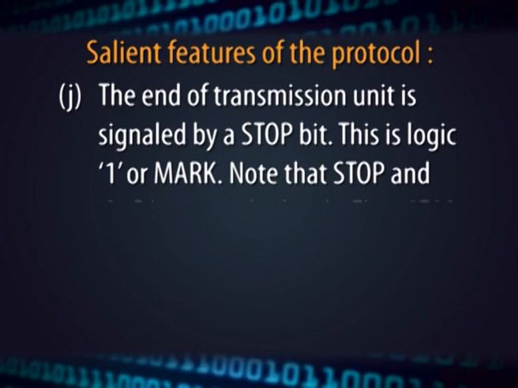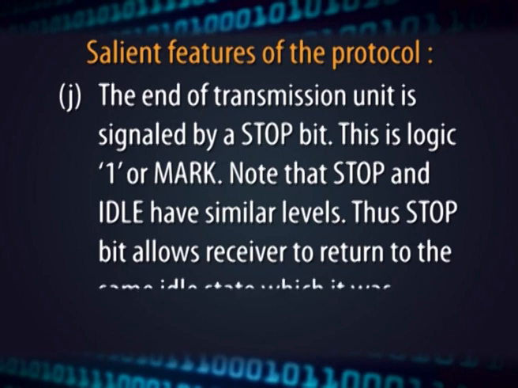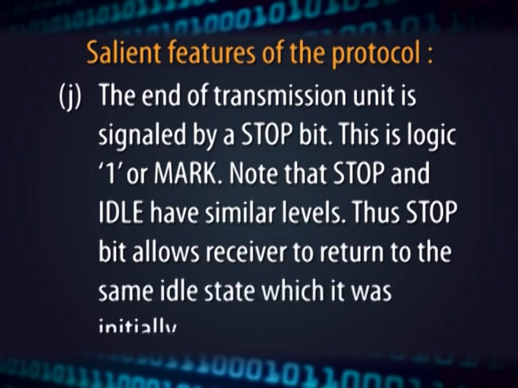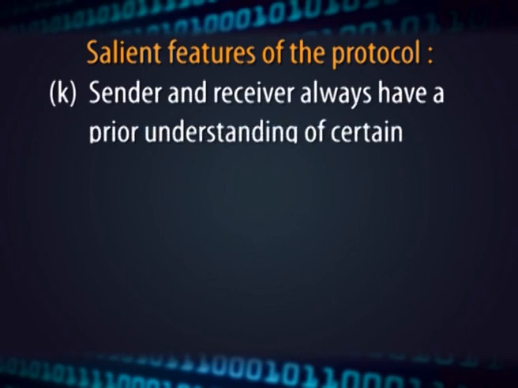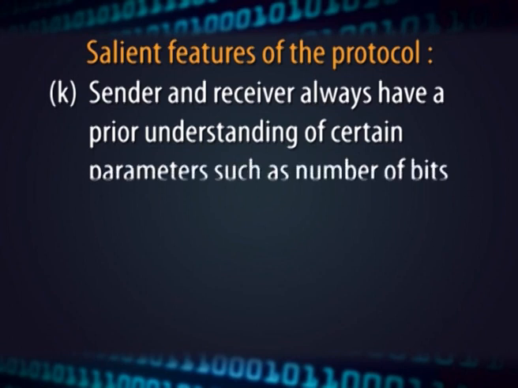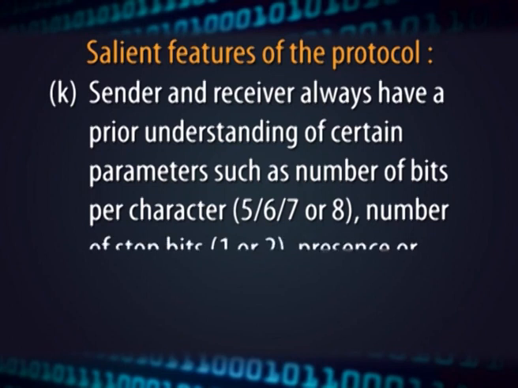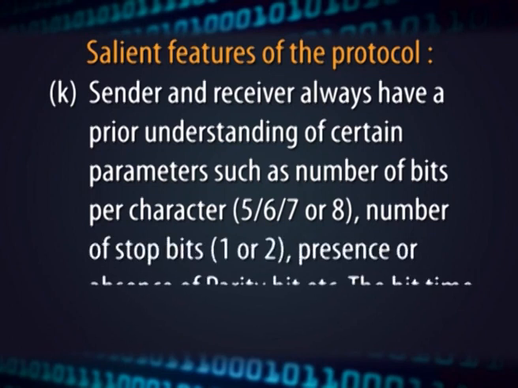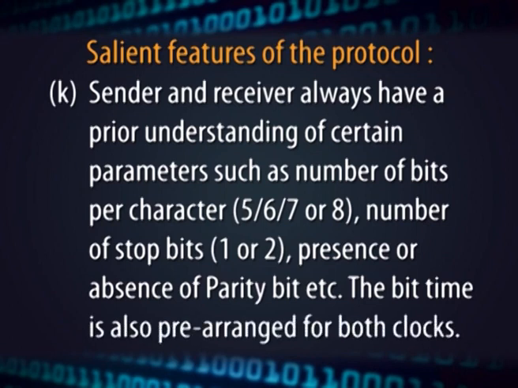This is logic 1 or mark. Note that stop and idle have similar levels. Thus, the stop bit allows the receiver to return to the same idle state which it was in initially. K. Sender and receiver always have a prior understanding of certain parameters such as the number of bits per character, 5, 6, 7 or 8 bits per character, the number of stop bits, 1 or 2, the presence or absence of a parity bit, etc. The bit time is also prearranged for both clocks.